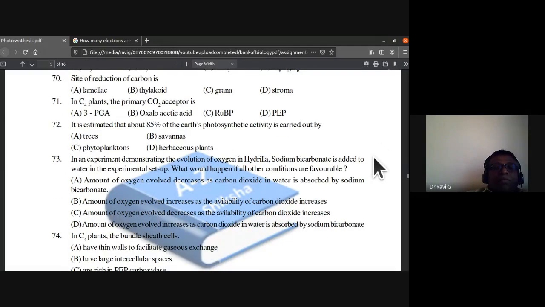71st. In C4 plants, the primary carbon dioxide acceptor is it 3-phosphoglyceric acid, oxaloacetic acid, RuBP or PEP? In C4 plants, the primary carbon dioxide acceptor is not RuBP. In C3 plants, it is RuBP, but in C4 plants it is OAA, that is oxaloacetic acid. 72nd question.